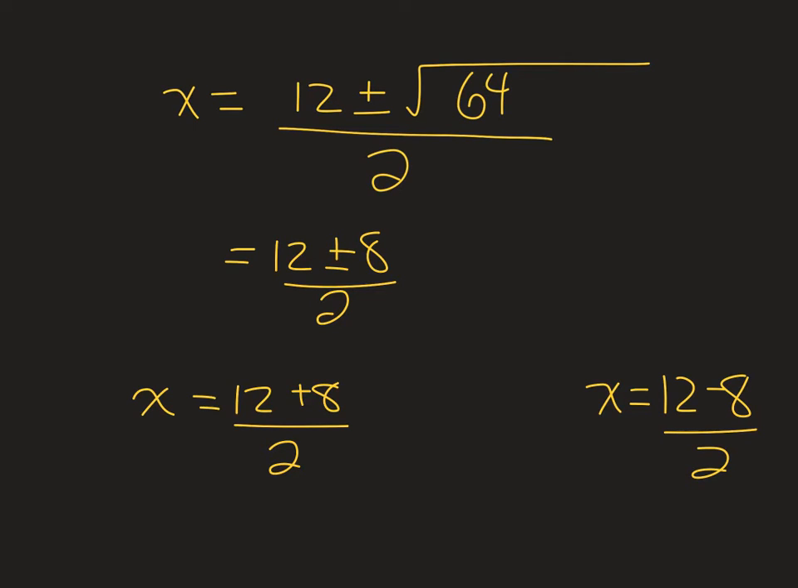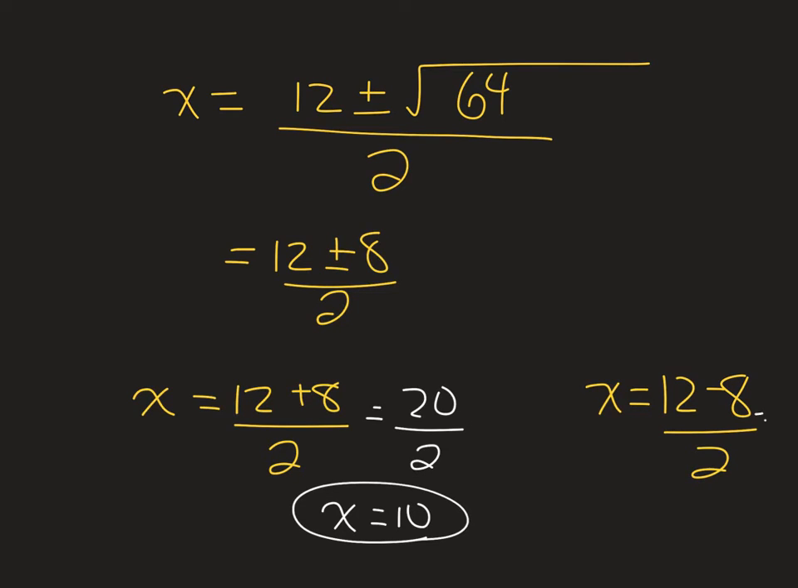Okay? So what we're going to do now is go ahead and evaluate this. So 12 plus 8 is 20. 20 divided by 2 is 10. So here, x could be equal to 10. Over here on the other side, 12 minus 8 is 4, over 2, and 4 divided by 2 is 2. So x could be equal to 2. Okay, so let's just recap what we've just done. I know what the square root of 64 is. It's 8. So 12 plus or minus 8 divided by 2, and then we just simplify.